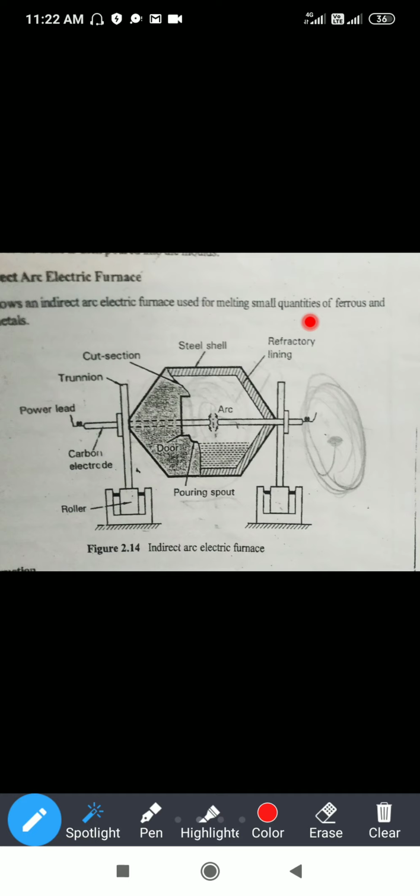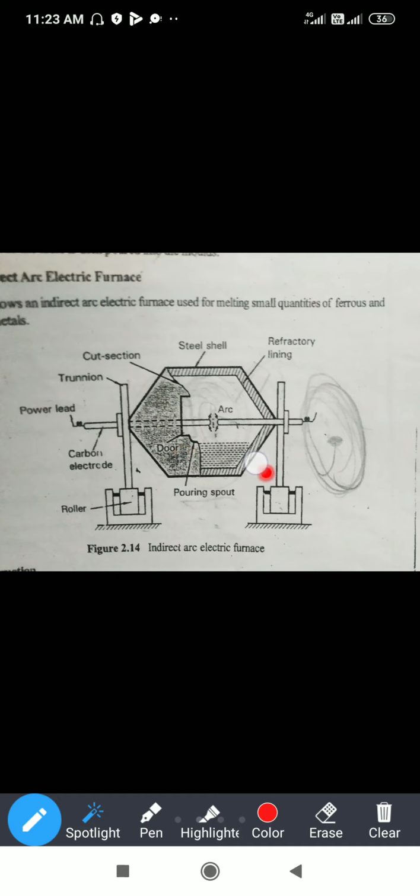Now we can see in the simple diagram that this is an indirect arc electric furnace. This is a cut section shown in the diagram. It is a drum, hexagonal or pentagonal in shape. Either a circular drum or an elliptical drum is possible, any shape, but in the diagram they have shown a hexagonal drum.